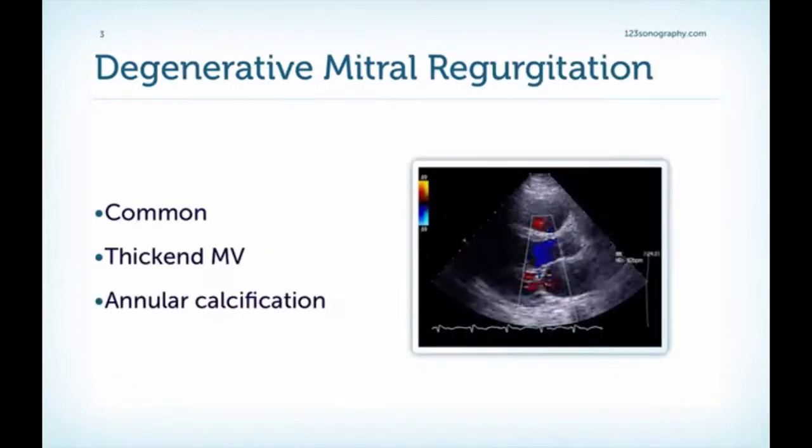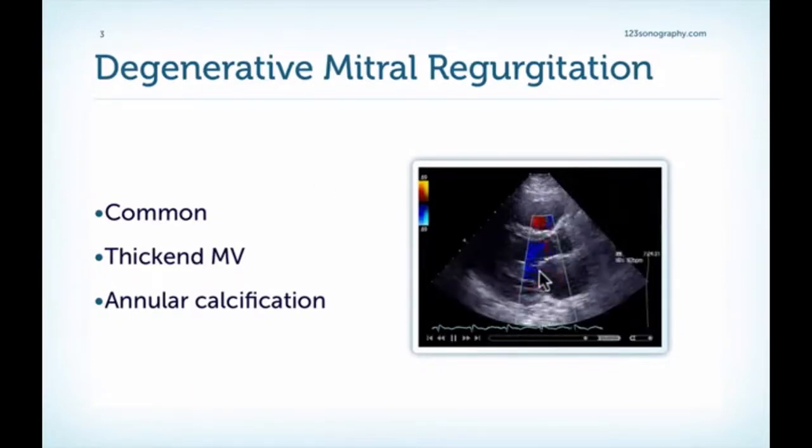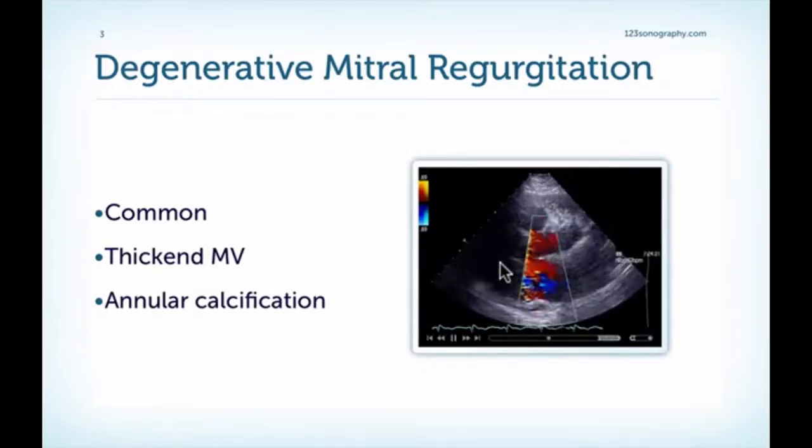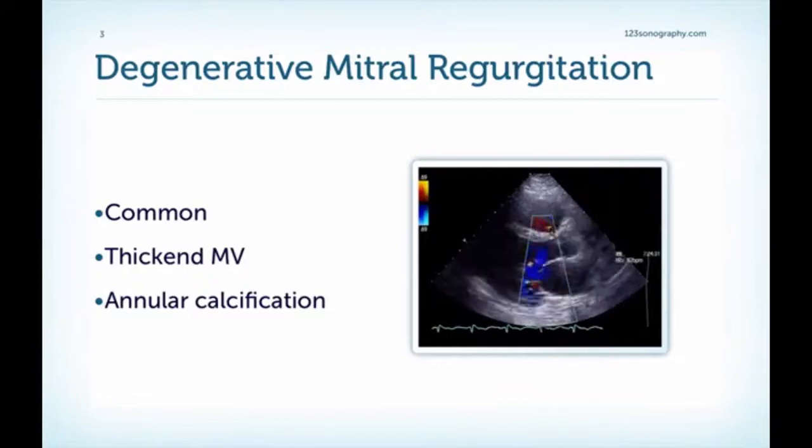regurgitation. By far the most common cause for mitral regurgitation is degenerative disease. It's an aging process. So what you will find is annular calcification, thickening of the mitral valve, thickening also of the papillary muscle, and mitral regurgitation. Typically, regurgitation is not severe. If it is severe, look for a reason. Look if there maybe is a flail leaflet or a destructive mitral valve, for example, in the case of endocarditis.